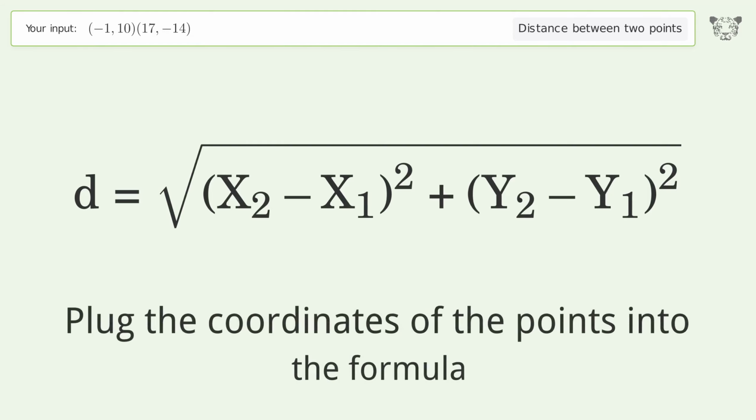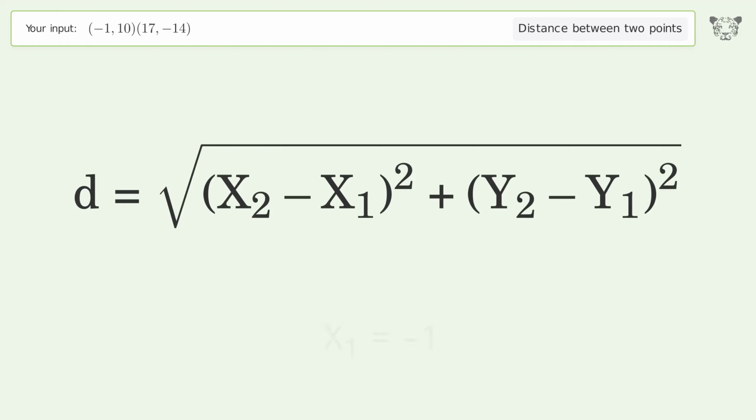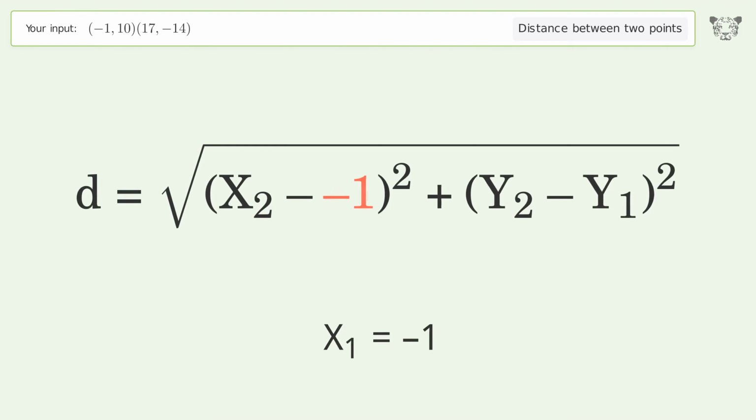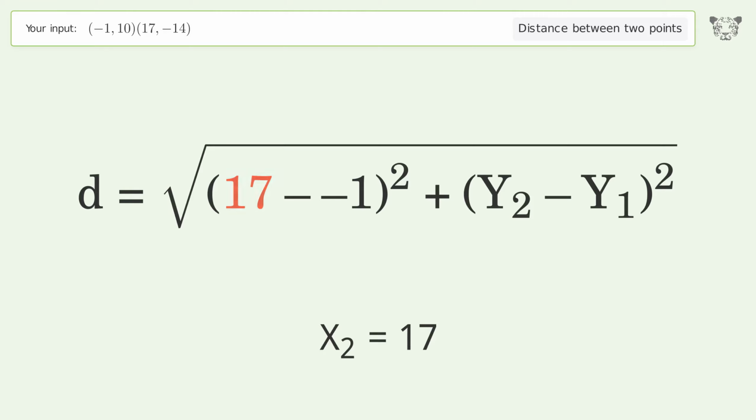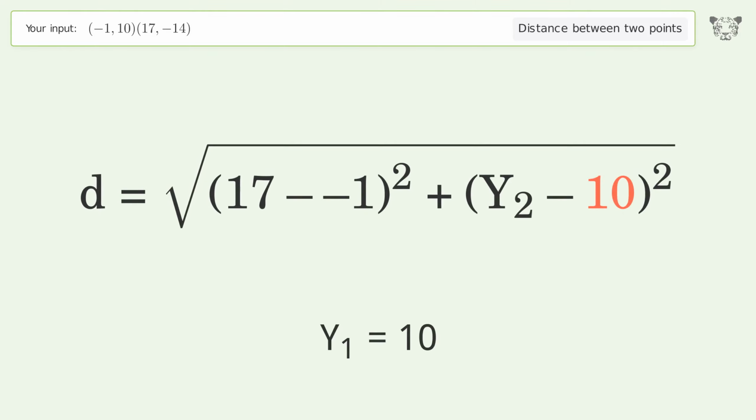Plug the coordinates of the points into the formula. x1 equals -1. x2 equals 17. y1 equals 10. y2 equals -14.